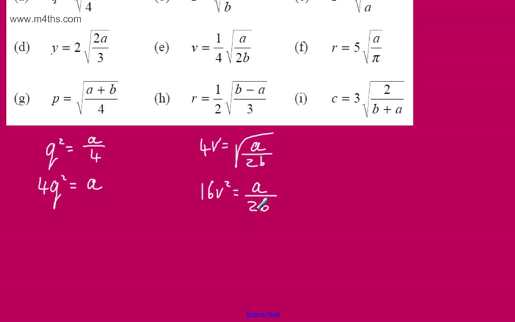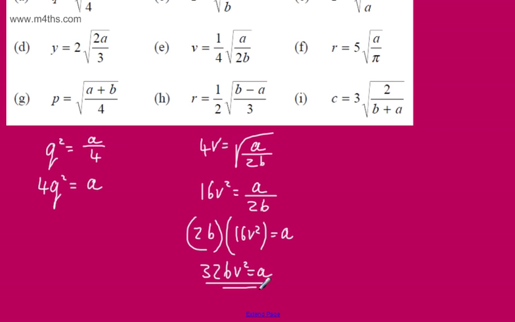At this stage now, I want to make a the subject, so I'm going to multiply both sides now by 2b. So all I'm going to have then is 2b multiplied by the 16v squared is equal to a. I can tidy this up, 32, and we can either write v squared b or alphabetically bv squared, and that's equal to a. So all I've done is simply now reverse the process.